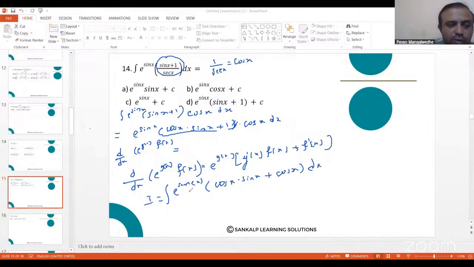As we know, g of x is sin x and g dash of x is cos x. So on integrating this, we get I equals e raised to g of x, that is sin x, into this whole function f of x, plus c. So option A is the right answer.